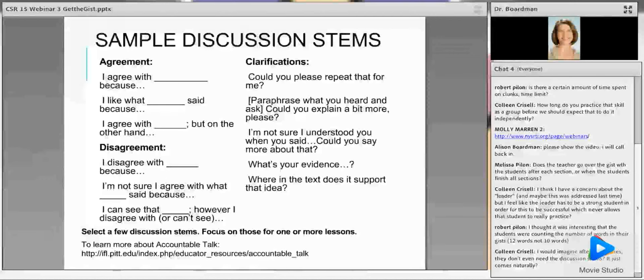But you bring up a good point about these discussion stems. All of these scaffolds are starters, and once the kids are comfortable, you pull them away, and that goes for the cue cards as well. So in the beginning, we want the kids to use the cue cards as they become familiar with the process, and after a while, they just do the process, and they don't need those cue cards anymore.